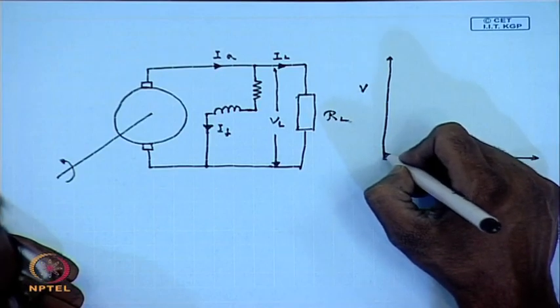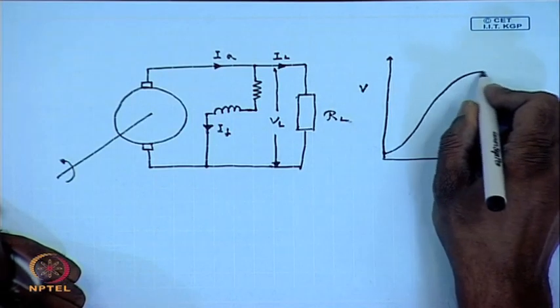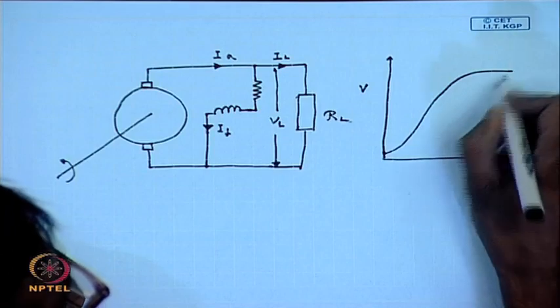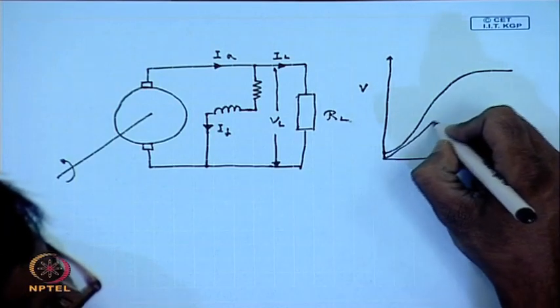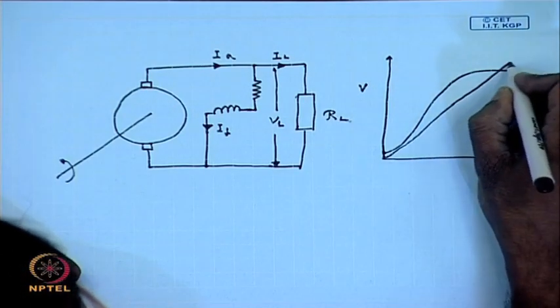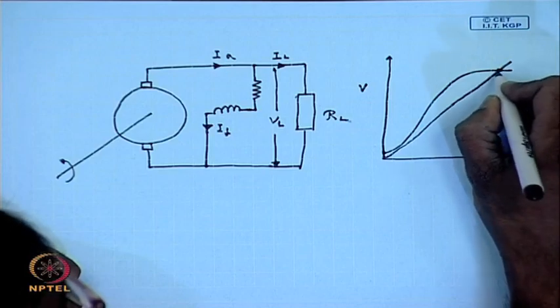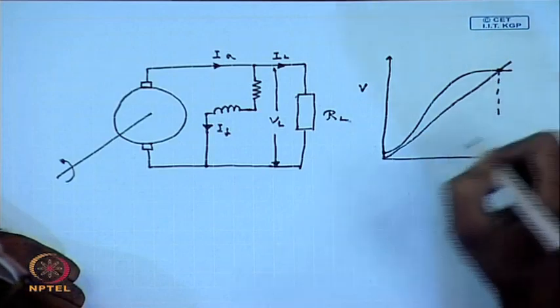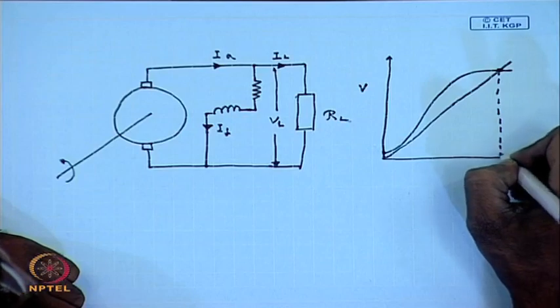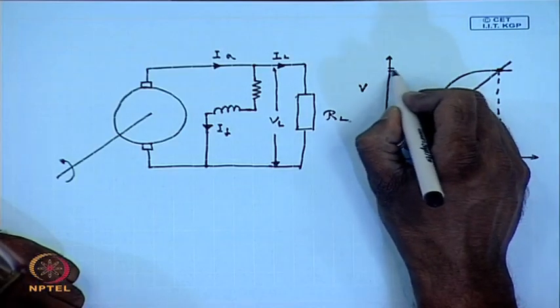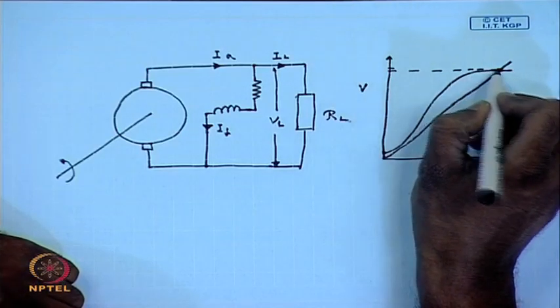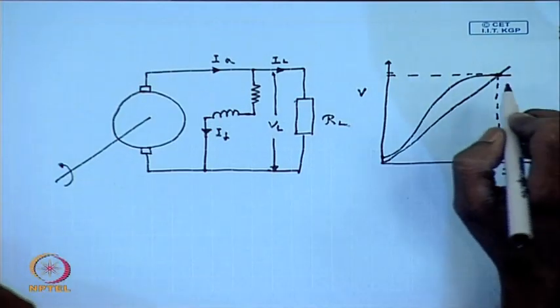The OCC of the generator looks like this, and the field circuit load line is given by a straight line. So, the generator builds up to this voltage at no load. This process is called self excitation.